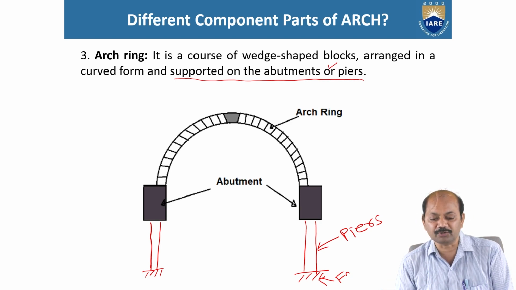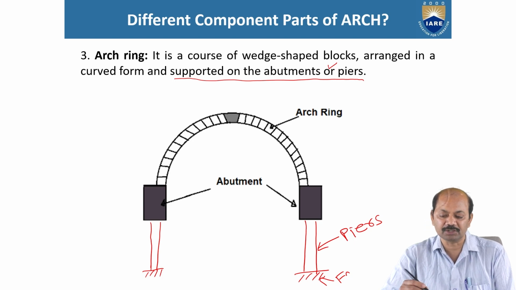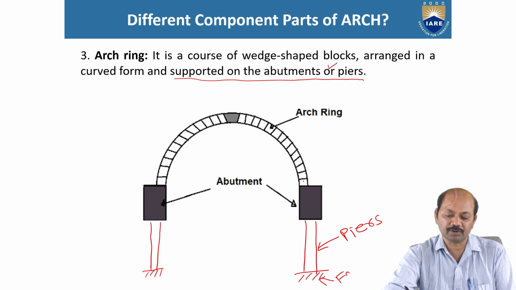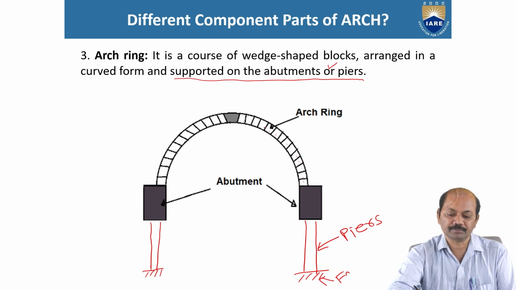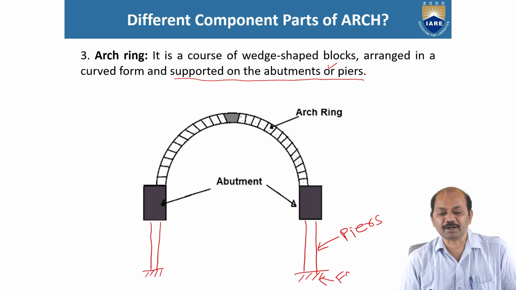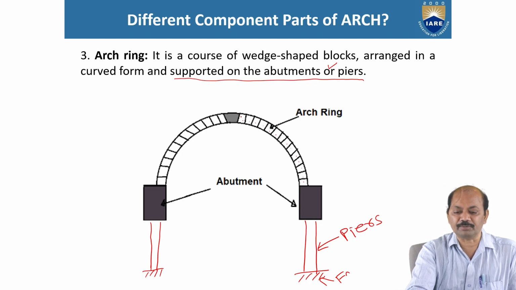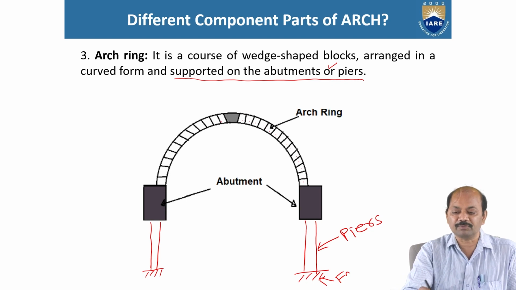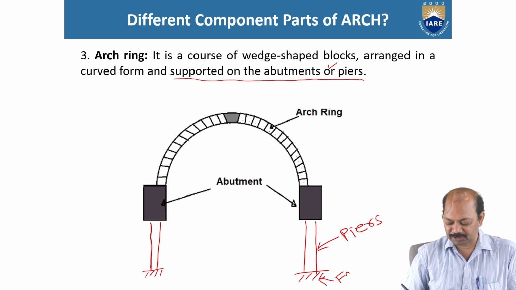Arch ring is a course of wedge-shaped blocks. These are the blocks. 1, 2, 3. All these are blocks, right? Arranged in a curved form. You can see here it is a curved form. And this curved form is supported on abutments or piers.